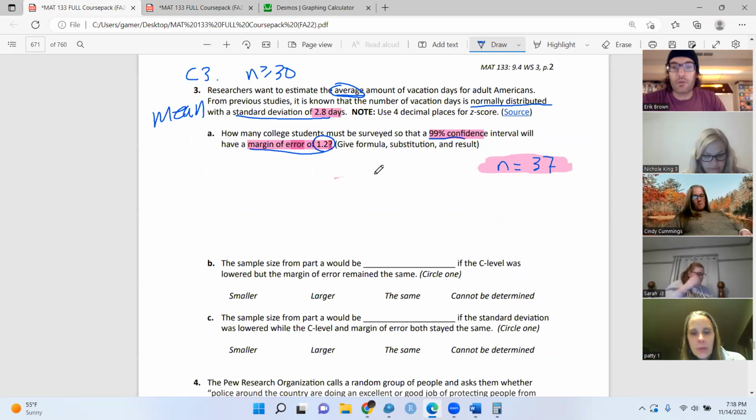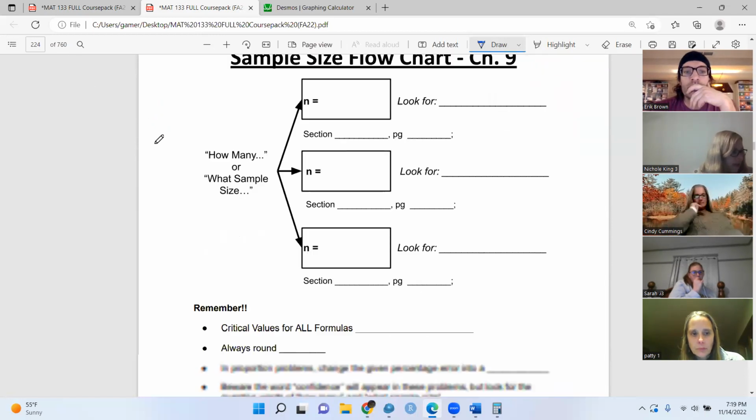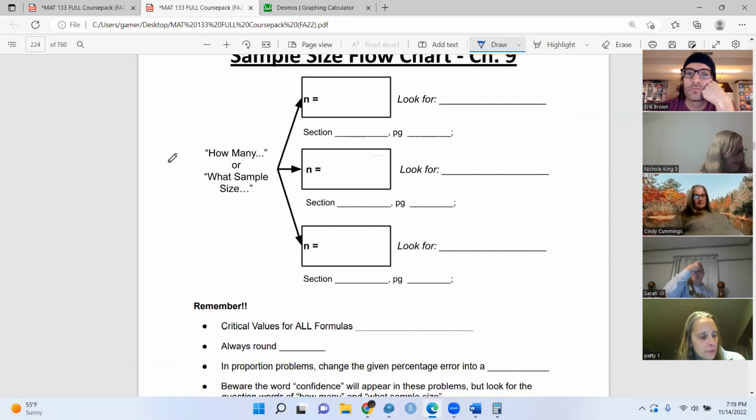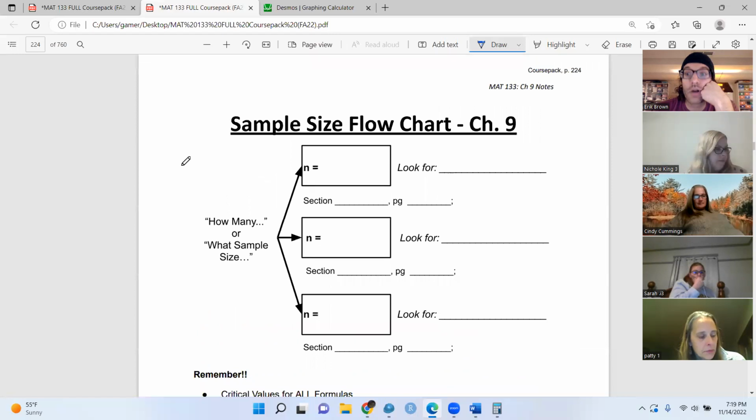I'll tell you what's been helping me: the flow chart that we did on Thursday. When you said to pick the parameter, that was huge for me, because once I find out which one it is, I just look at the flow chart and pick it. Patty, can you remind me of the flow chart page? 224. I don't know why I wasn't going to that one. I was looking at the confidence interval flow chart.